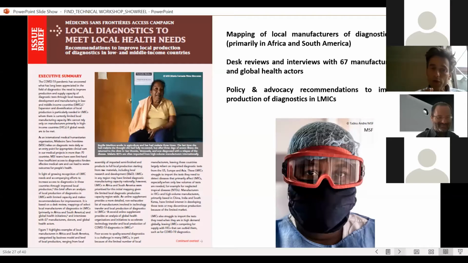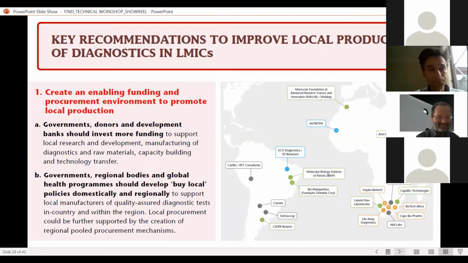And of course, COVID has triggered this issue because it has uncovered the limitations of the current diagnostic market and the need for more local production of diagnostics. But please note that those recommendations are not limited to COVID, but are applicable to all diagnostics in general. Next slide, please. So now I will take you through the key recommendations in the brief.